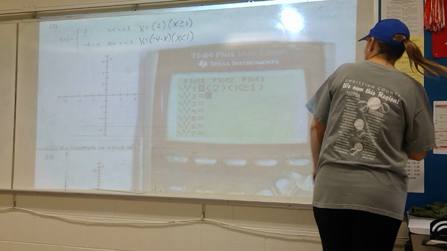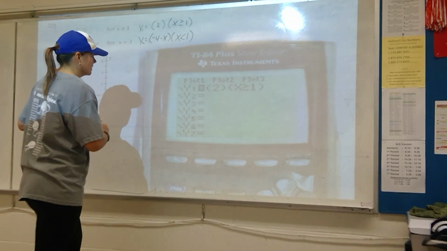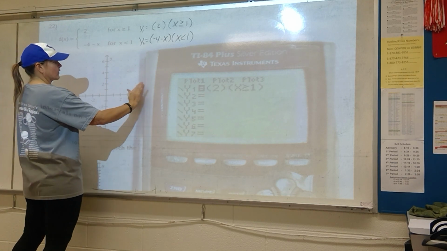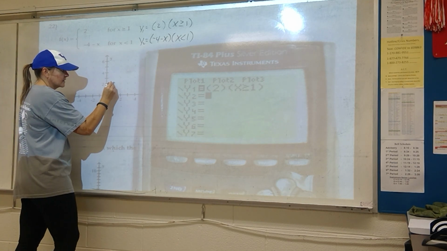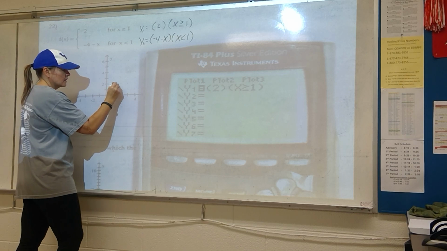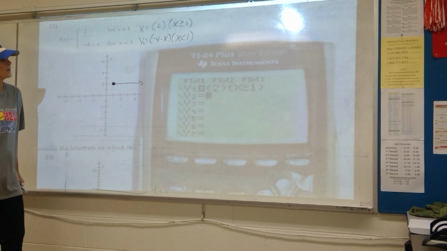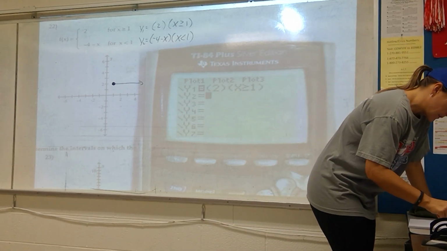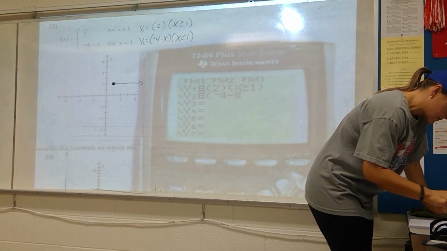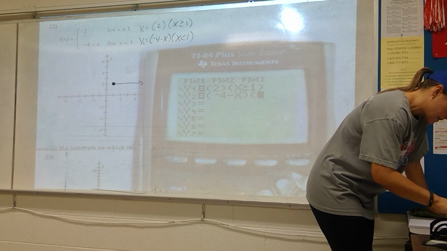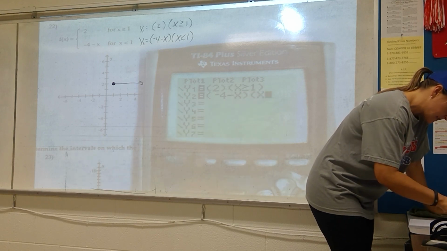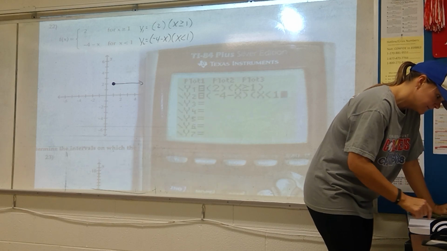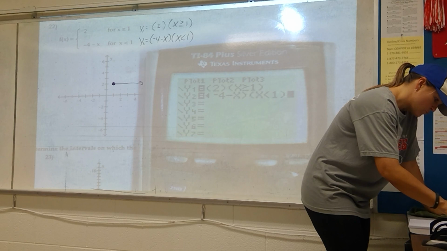So what that is going to do is graph the constant equation, y equals 2, which is a horizontal line, from 1 or greater than 1. So technically, it's going to be equal to 1, and it's going to go greater than 1. Now, when x is less than 1, we're going to use the linear function. So parentheses, negative 4 minus x, close parentheses, open parentheses, x is less than, second math, which is test, less than is 5, 1. And we're going to zoom 6.